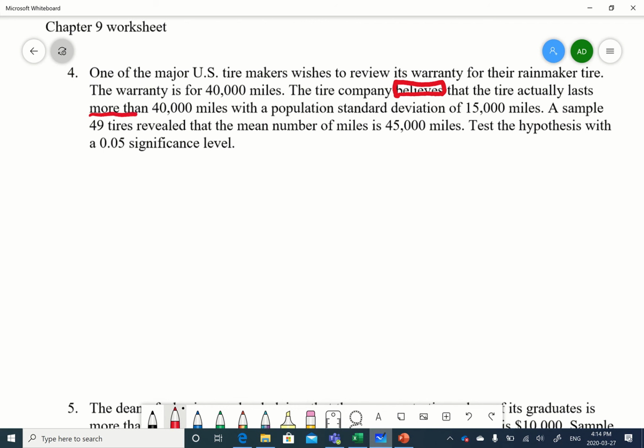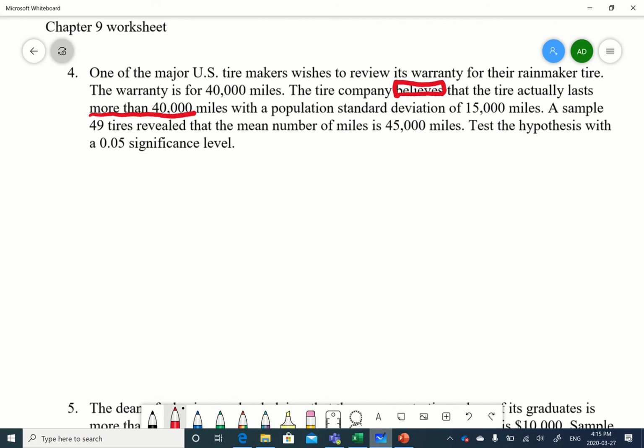So they set the average warranty at 40,000 miles, but they believe it's more than that, with a population standard deviation of 15,000 miles. A sample of 49 tires revealed that the mean number of miles is 45,000 miles. Test the hypothesis with 0.05 significance level.